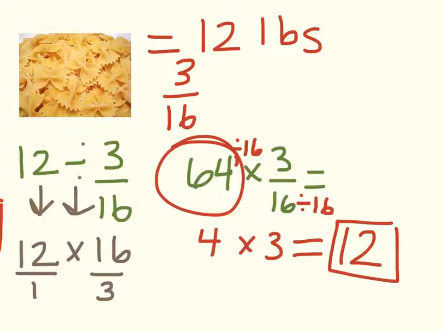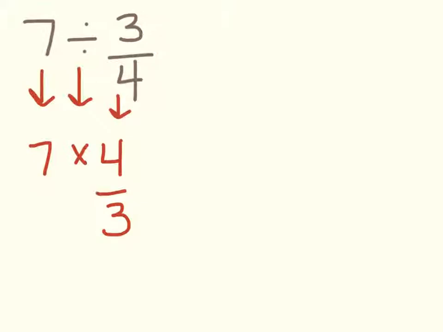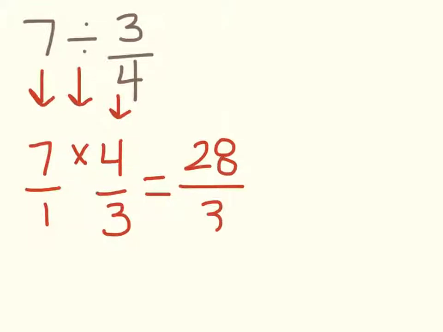Let's try another problem. What is 7 divided by 3/4? Let's just run this through our steps. Drop down the 7. Drop down the division sign, but it converts to a multiplication sign. Drop down 3/4, but use the reciprocal, 4/3. Remember, if it helps you, put your 7 over a 1. Now we multiply numerator by numerator. 7 times 4 is 28. 3 times 1 is 3.